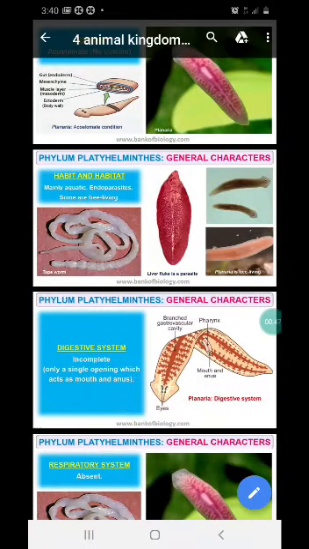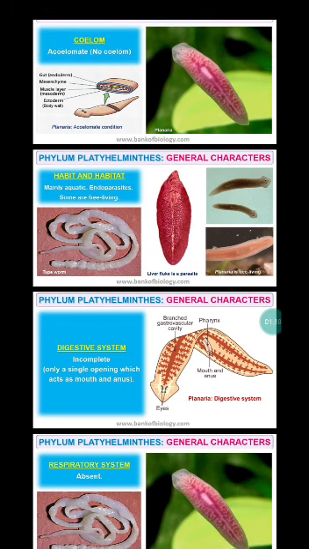Now, where do they live? Most of them are aquatic, and many of the examples under Platyhelminthes are found as endoparasites. Endoparasites are organisms which live in the body of another living organism and derive nourishment from them. So they are called endoparasites.